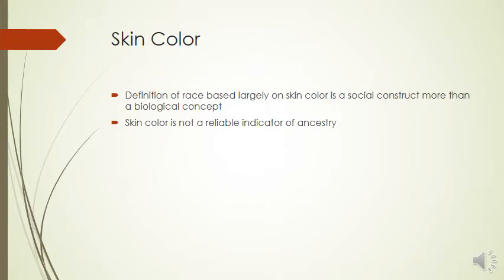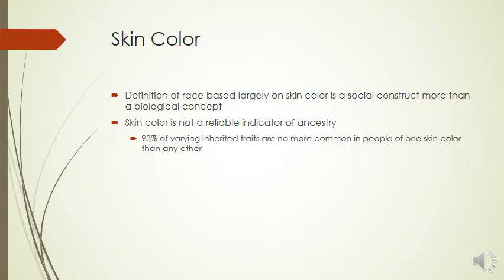The definition of races is actually based largely on skin color, and it's a social construct more than a biological concept. Skin color is not a reliable indicator of ancestry, and 93% of varying inherited traits are no more common in people of one skin color than in any other.